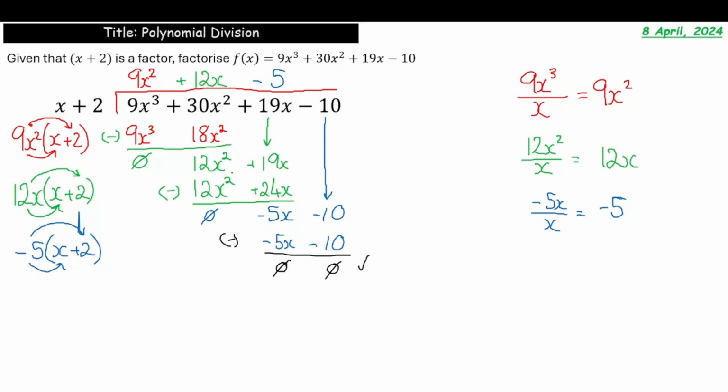Okay, that means that this cubic can be factorized and expressed as x plus 2 times 9x squared plus 12x minus 5. So that x plus 2 times this is equal to that cubic. And now you have a linear factor, and you also have a quadratic, which you can both solve later on.